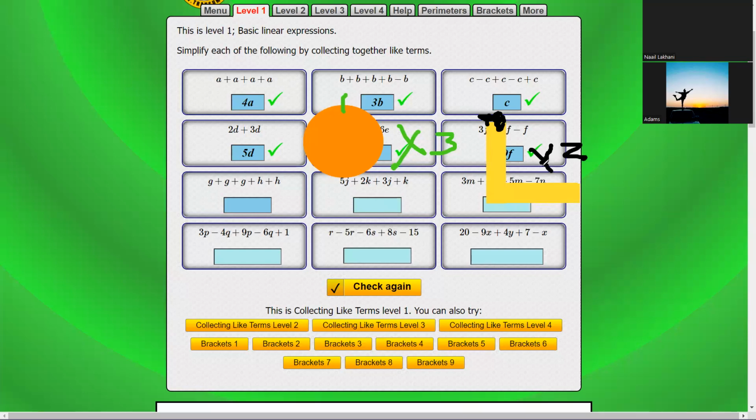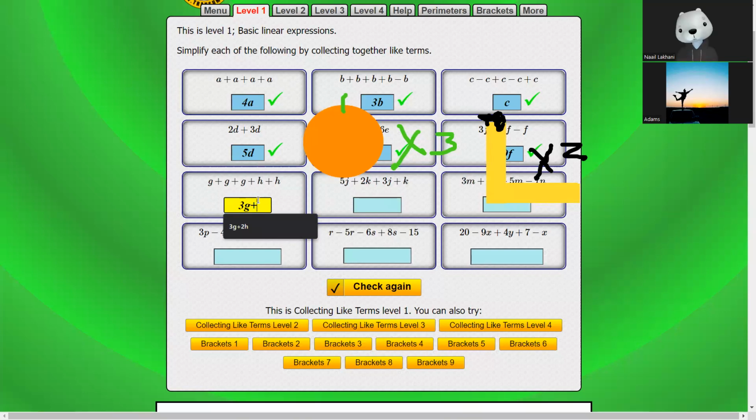So how many oranges and bananas is that? How many fruits will it be? It will be 3J, the 3 oranges, plus 2K, the 2 bananas. Simple. It's as easy as that.